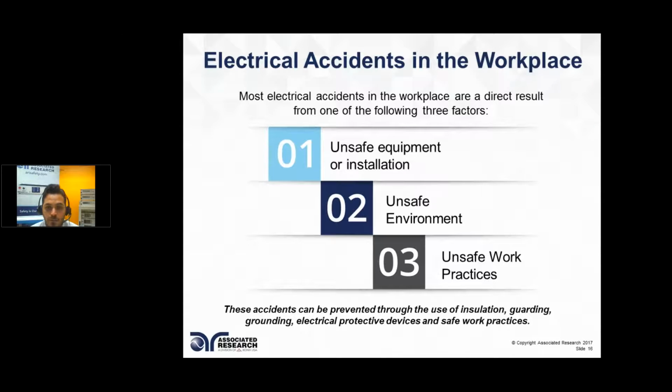An unsafe environment: are there constantly people walking by that shouldn't be? OSHA calls out certain distances for unqualified people. They shouldn't be approaching any high voltage instruments or sources if they're not trained to operate on them.